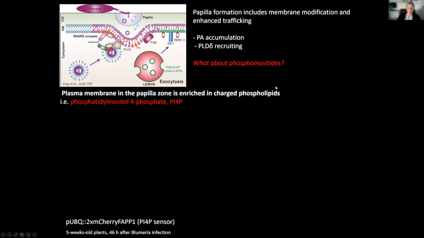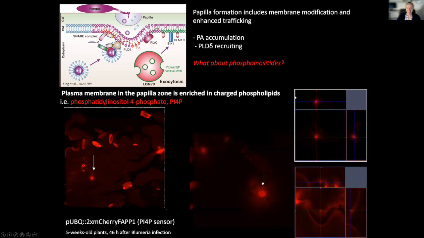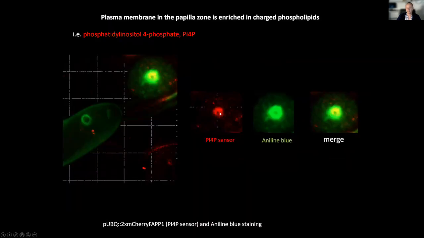So we took lipid sensors developed in, I think, a French bioimaging unit. We used the lipid sensors which mark the enrichment in phosphoinositide phosphates, and we saw that indeed there is enrichment, also of phosphatidylinositol 4-phosphate, in the papilla. This enrichment nicely colocalizes with the callose deposition. So we can say that the membrane needs to change its properties to recruit more callose synthases and to produce more callose. This is our hypothesis for now.